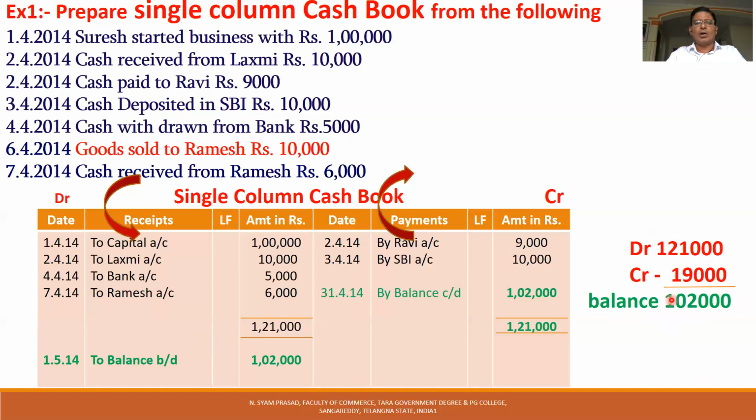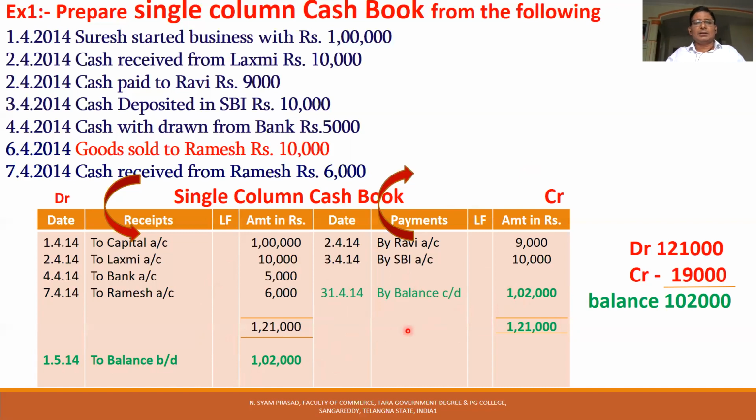1,21,000 minus 19,000 is 1,02,000, the balance. All the balances from the ledger I am showing in green color to help you understand, because this 1,02,000 and 1,21,000 do not come from the problem. This is only what we worked out. So 1,21,000 minus 19,000, 1,02,000 is the balance carried down. Usually every ledger account is balanced at the end of the month, that is April 30th, the last day. That 1,02,000 is taken to the opposite side on 1st May 2014 as balance brought down, 1,02,000.